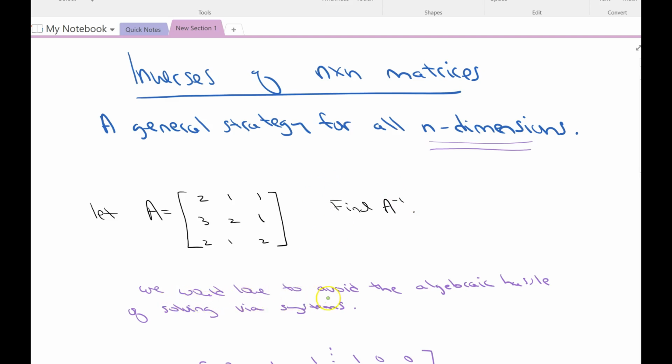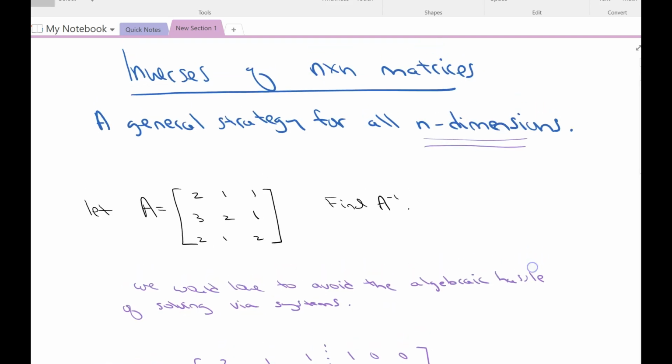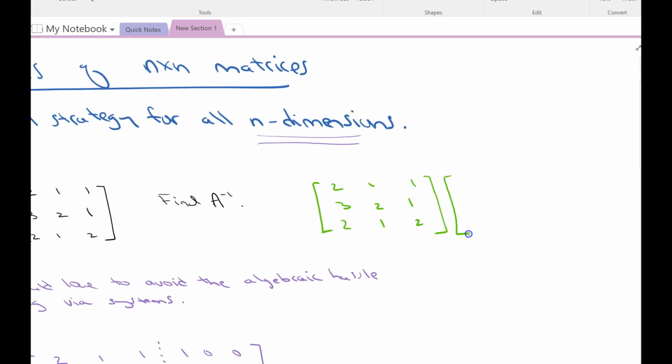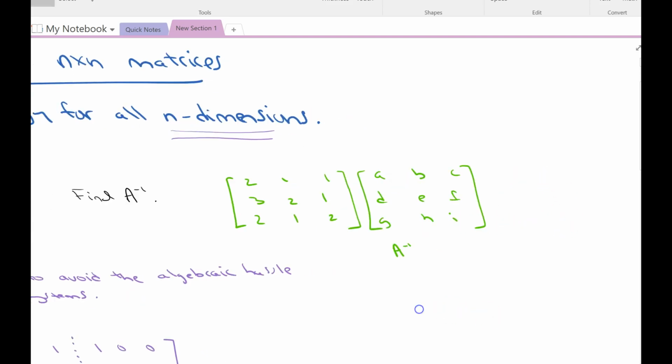What I'm saying here is we would love to avoid the algebraic hassle of solving via systems. If we were going to find the inverse of A, one method is to set it up this way, and call the inverse of A this matrix right here: A, B, C, D, E, F, G, H, I. I want to figure out what 3 by 3 to multiply by that will yield what a matrix times its inverse always yields, which is the identity matrix.